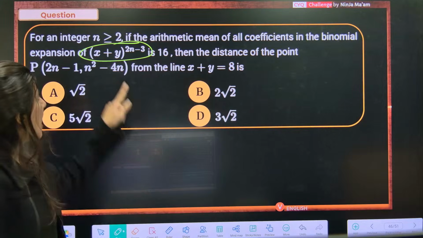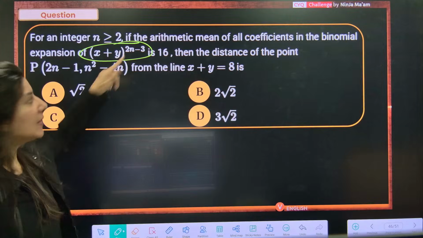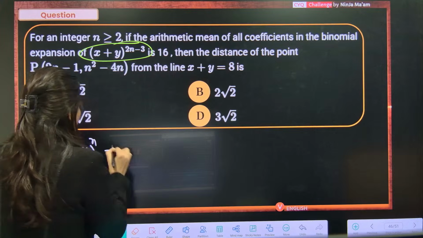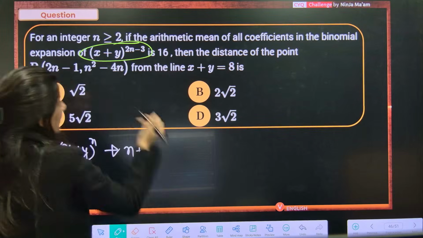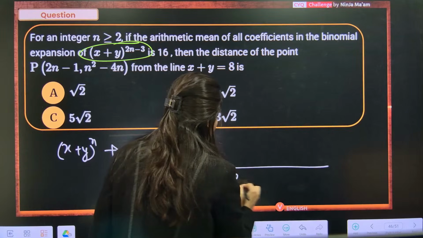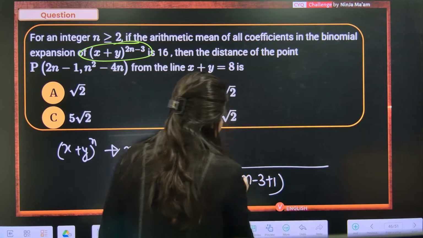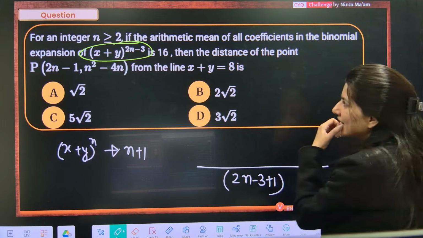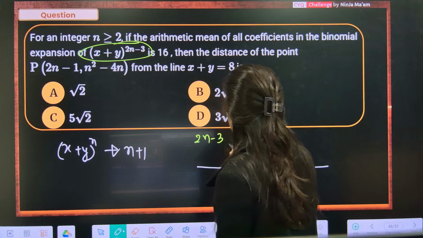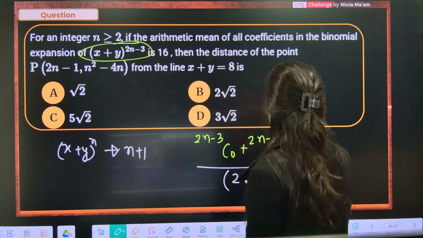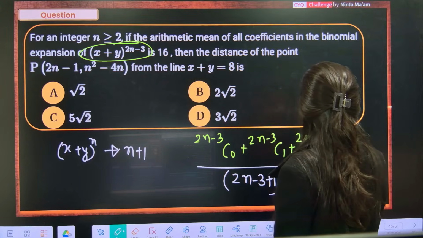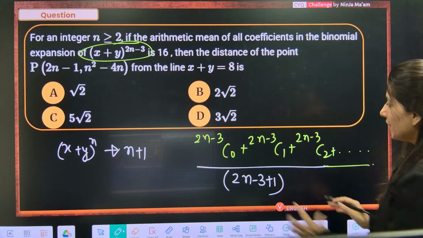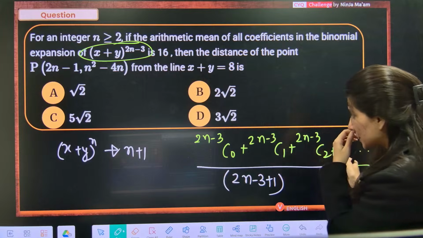First of all, tell me, how many terms will be there in this? Please understand, (x plus y) power n, the total number of terms is n plus 1. So the number of terms over here will be (2n minus 3) plus 1. Okay, n plus 1, total number of terms. Sum of all the coefficients, everybody. So we'll start with (2n minus 3)C0, (2n minus 3)C1, (2n minus 3)C2, sum of all the coefficients.